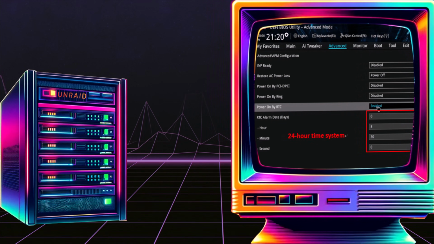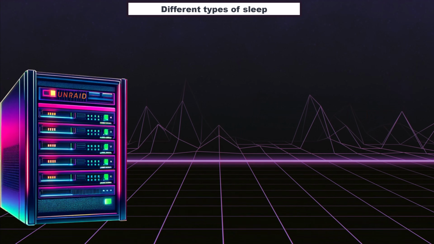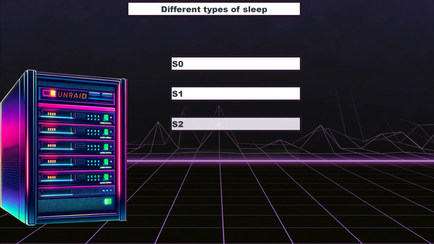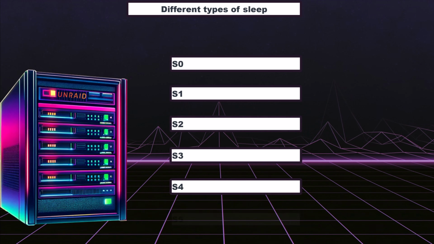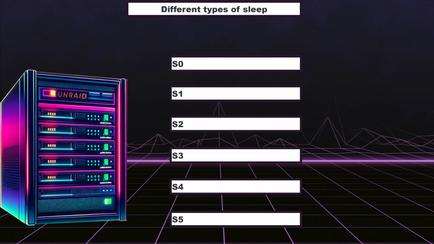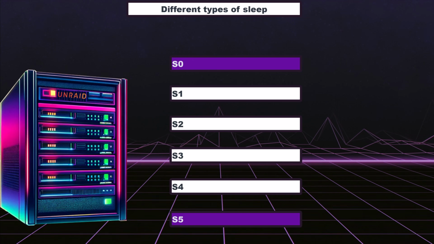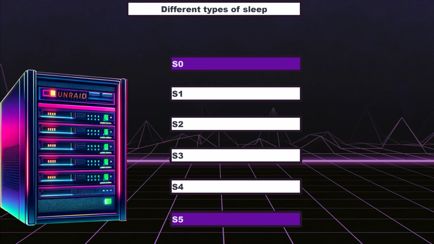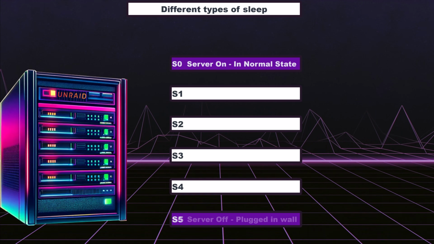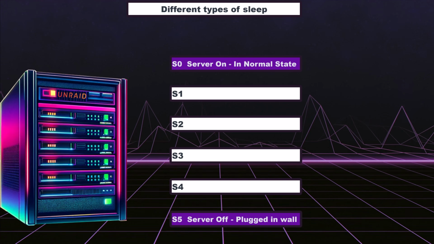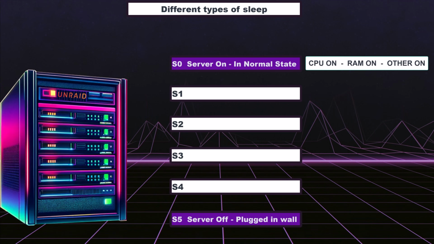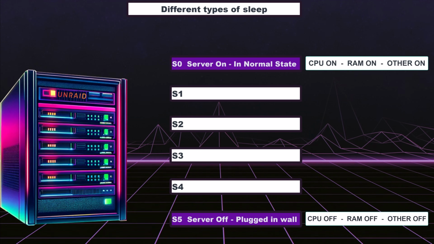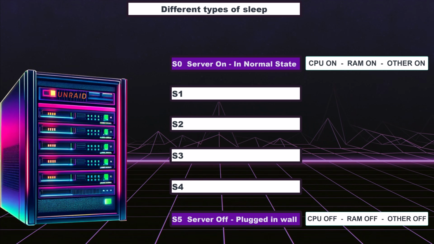Okay, right, let's move on now and talk about the different types of sleep. Now there's S0, S1, S2, S3, S4 and S5. Now I guarantee you've used S0 and S5 before, we all have. So basically S0 is the computer turned on and S5 is the computer turned off. So S0 is when the computer is normally functioning in its day-to-day use, and S5 is when it's shut down but still plugged into the wall and the PSU turned on.